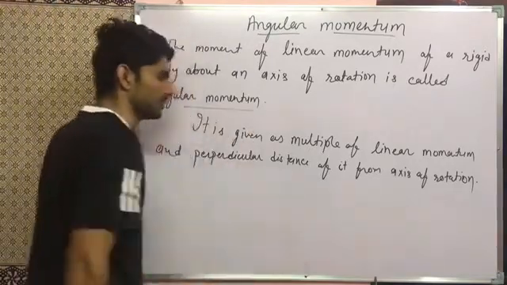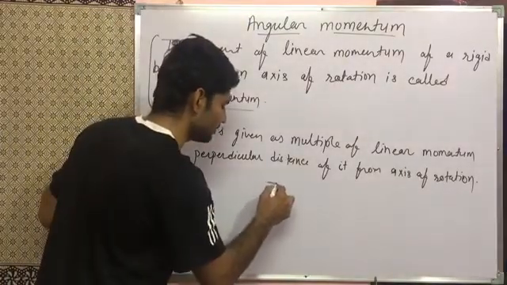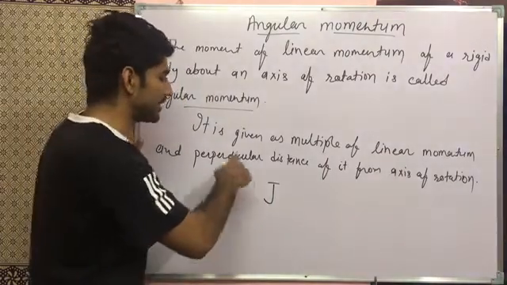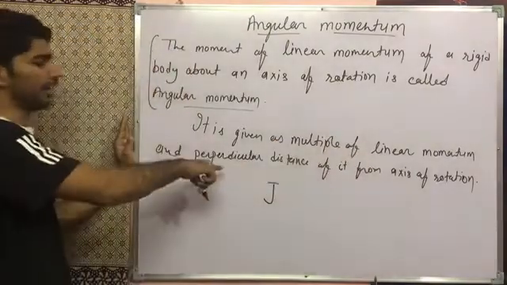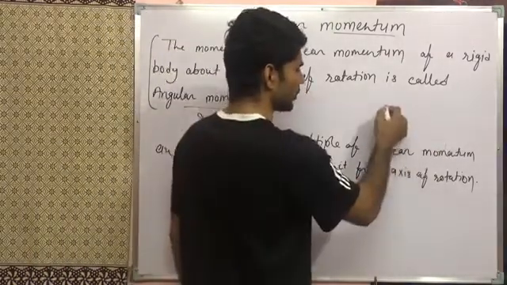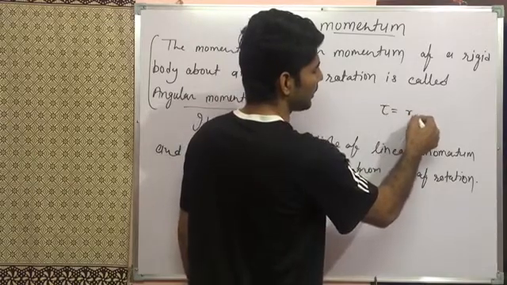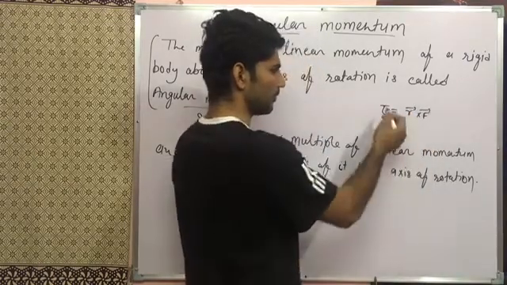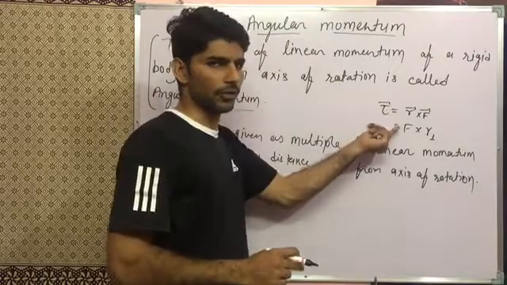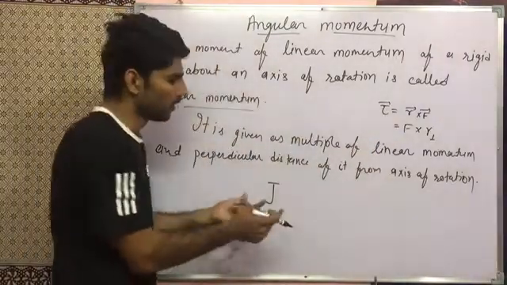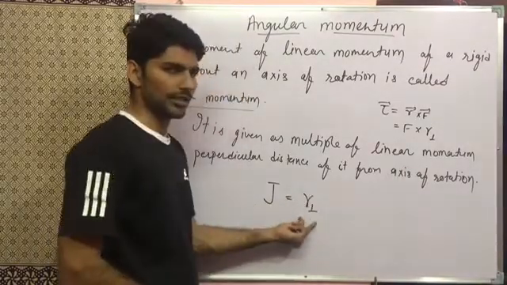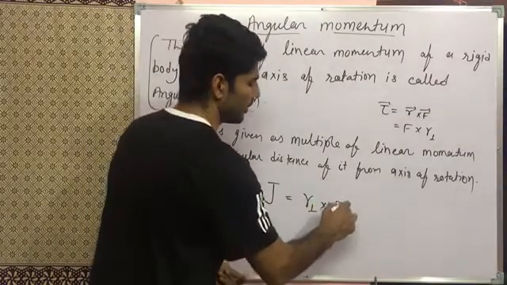Angular momentum is denoted by capital J, and it is given as the product of linear momentum and its perpendicular distance from the axis of rotation. In torque, we explained that torque is r cross F, in vector form, and we can write it as force times perpendicular distance. We use the same formula for angular momentum, which is determined by the product of perpendicular distance and linear momentum.